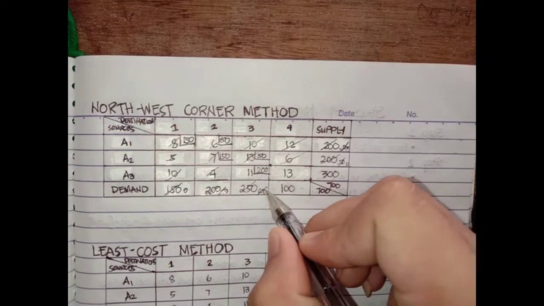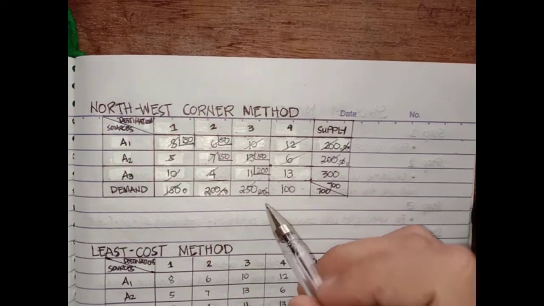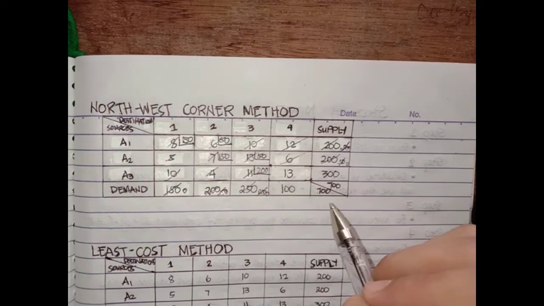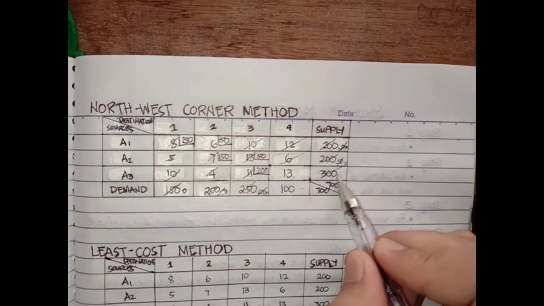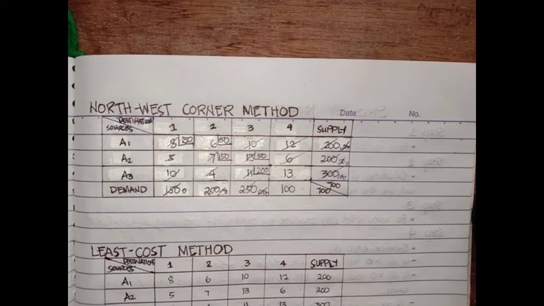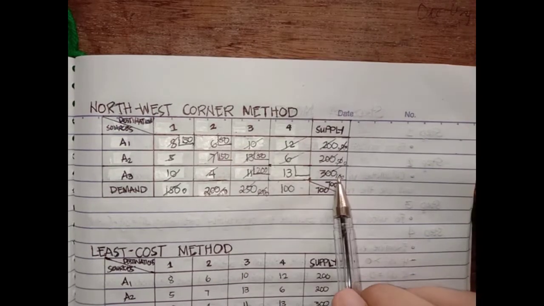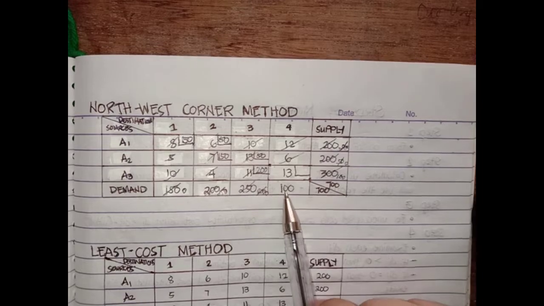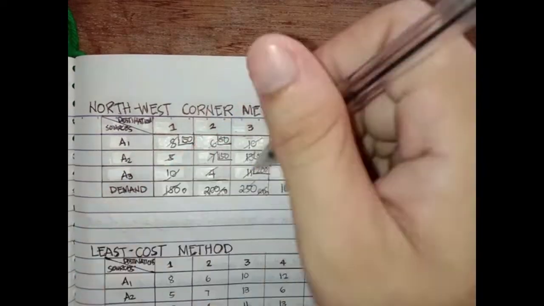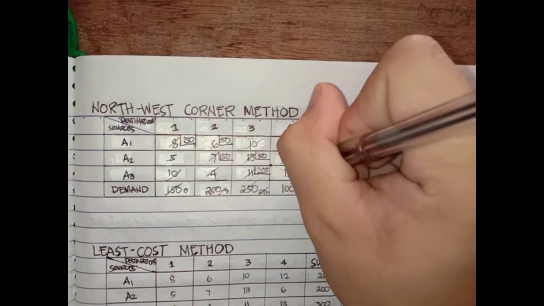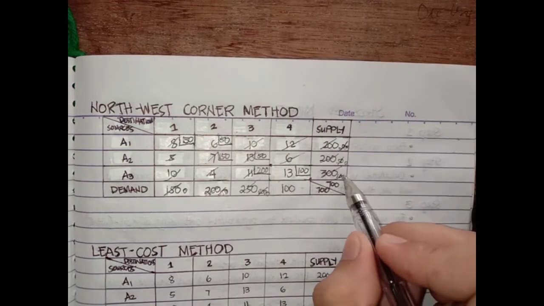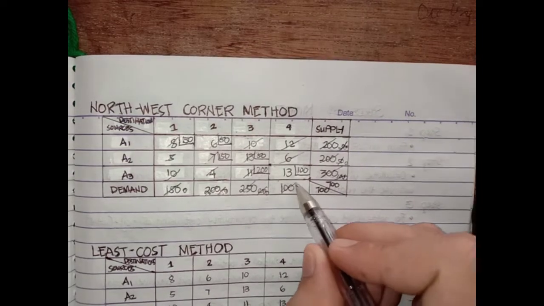So we will cancel. It will become 0. Since it's already 0, we will no longer allocate this corner. And 300 minus 200 is equal to 100. So we were left with one cell only, so we will allocate this cell. Since 100 is the remaining supply and the demand also is 100, we will allocate 100. We will cancel, so it will become 0, and this one will become 0.